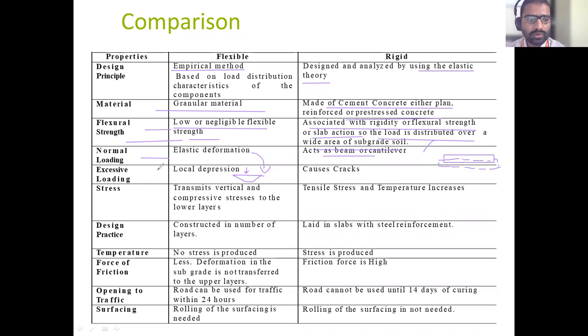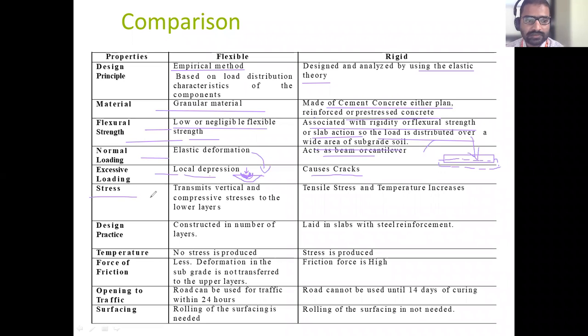Next, excessive loading. What is excessive loading? Local depression. Here there is a loading taking place. If this load is very high, then there is a depression at this point. It is called local depression. If the load in the flexible pavement is very high, you will get the local depression. And if the load in the rigid pavement is very high, then you may get cracks. The road may get cracked.